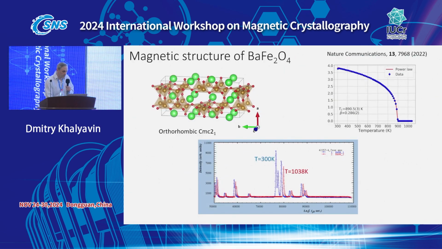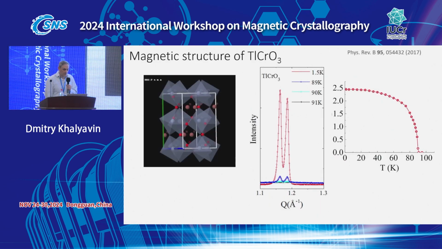Okay, and today we will be playing with data for this sample, for this composition, barium iron 2 oxygen 4. It has a quite complicated crystal structure and quite high magnetic ordering. You can see it's 900K. It's very high. And if time permits, we may also have a look at another data set. It's a perovskite, thallium chromium 3, which shows magnetic ordering at much lower temperatures.